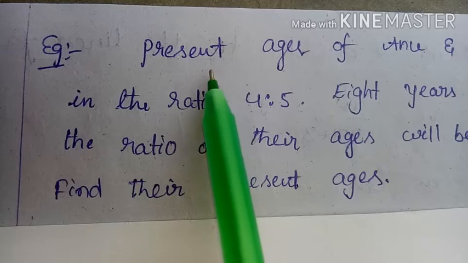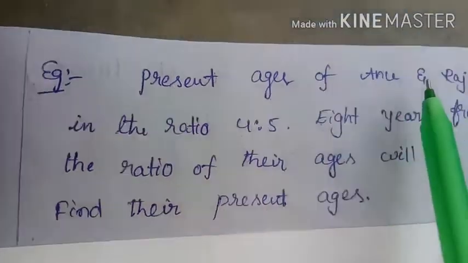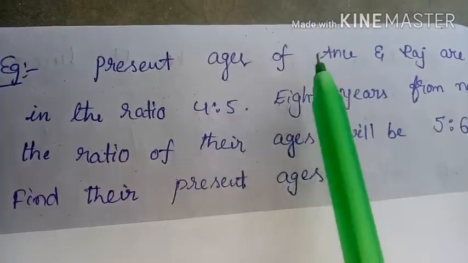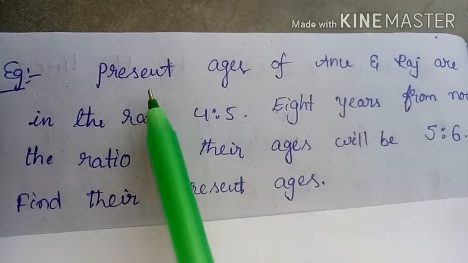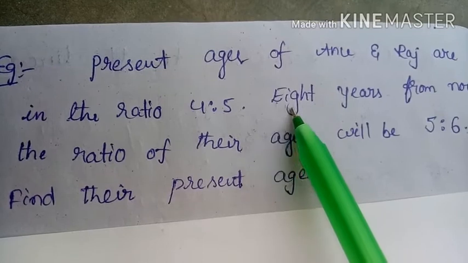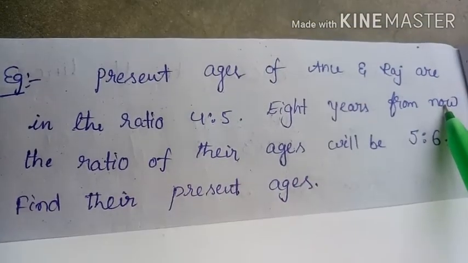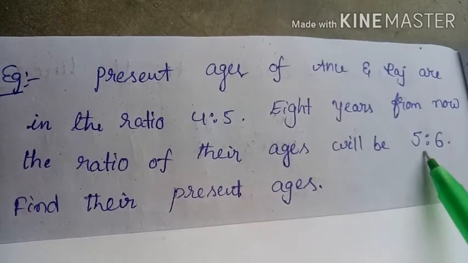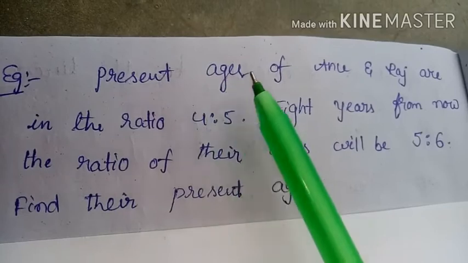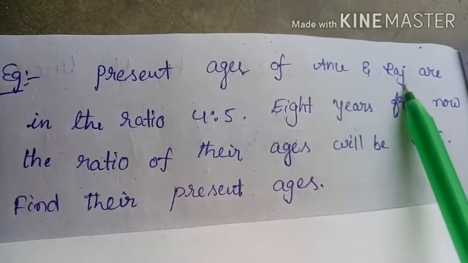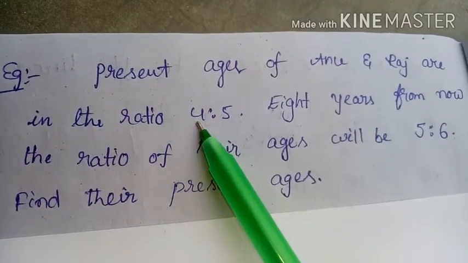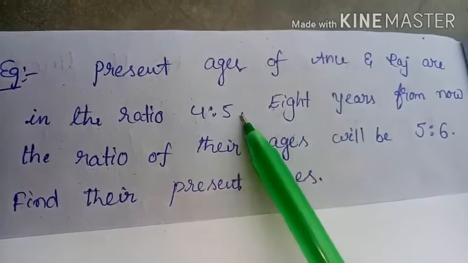About ages. The present ages of Anu and Raj are in the ratio 4:5, and 8 years from now the ratio of their ages will be 5:6. Find their present ages. Here the present ages of Anu and Raju are not given directly. They are given as the ratio of the two persons' ages.